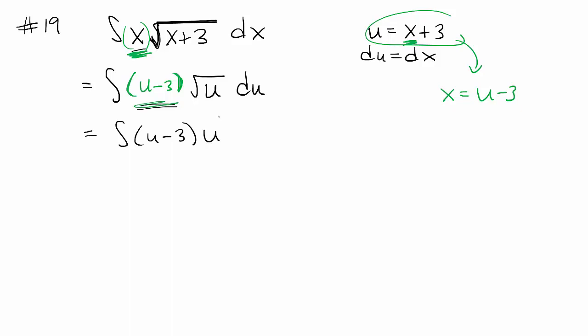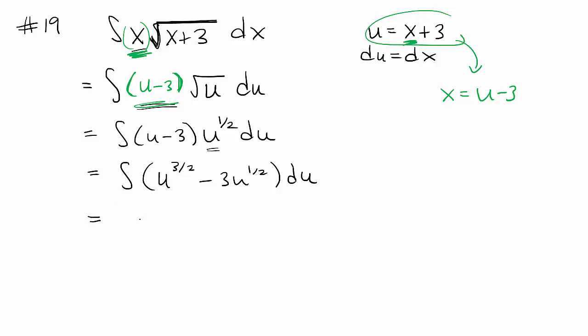And I still have to do a little rewriting. Every time we see a root, go ahead and write that as an exponent. And then I have a product, which there's no product rule for integration, so we're going to have to take this u to the 1/2 and distribute that through. All right, now we have a difference of terms, and we can integrate the terms separately. We also need to rewrite this before we can actually integrate.